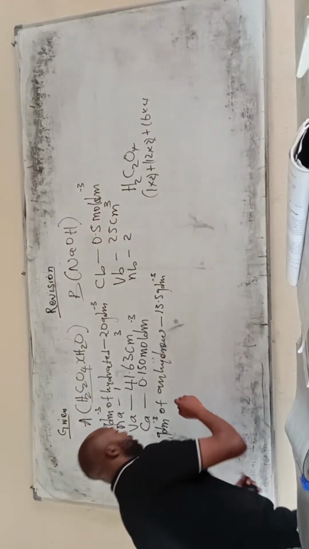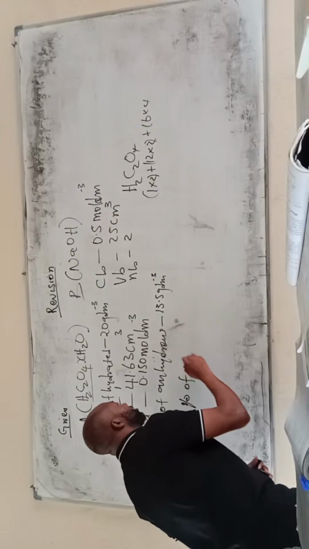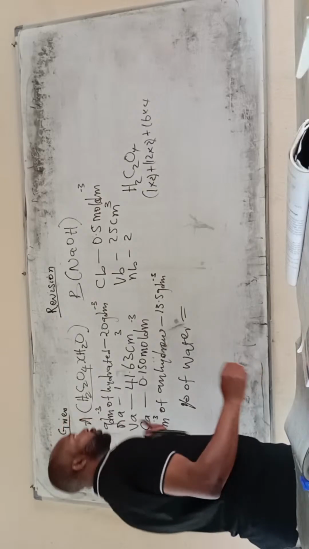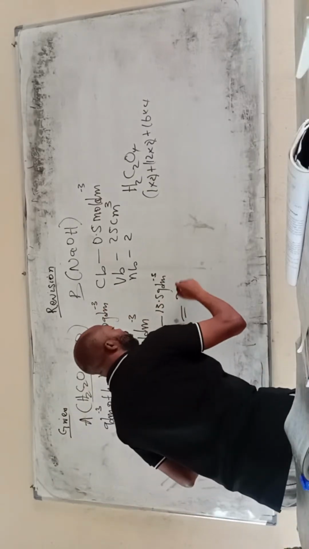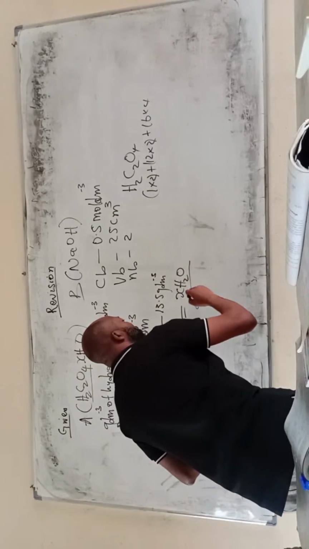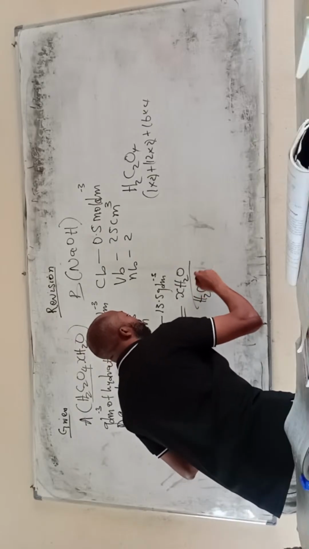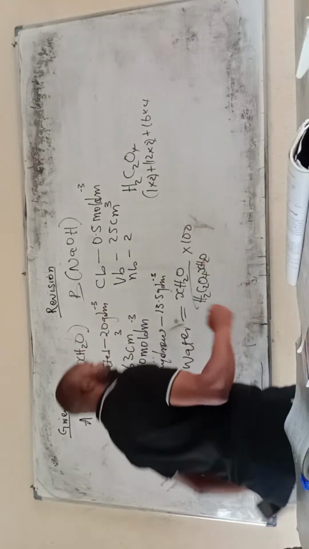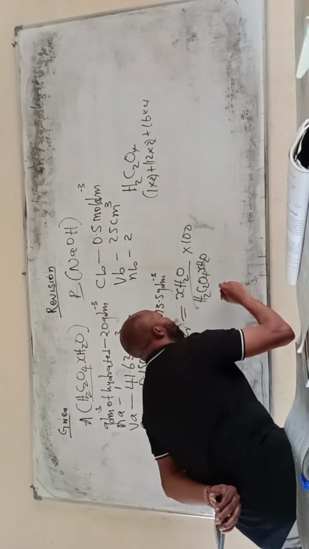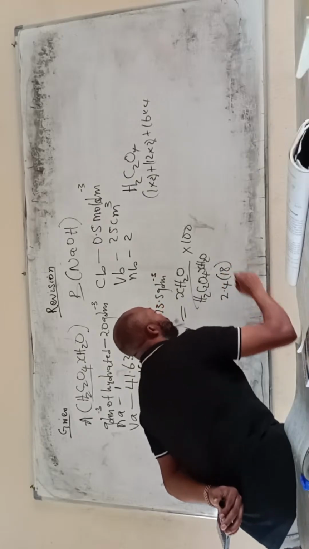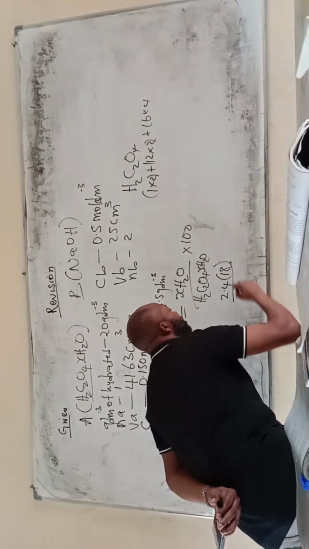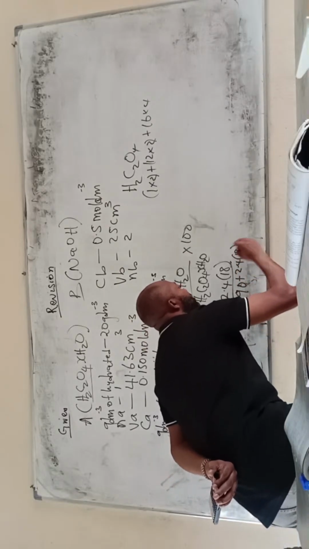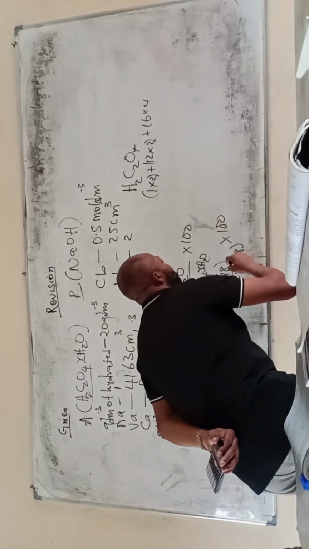Lastly, percentage of water of crystallization is equal to X water over the whole compound, H2C2O4·X water, times 100. And this is 2.418 over 90 plus 2.418 times 100.